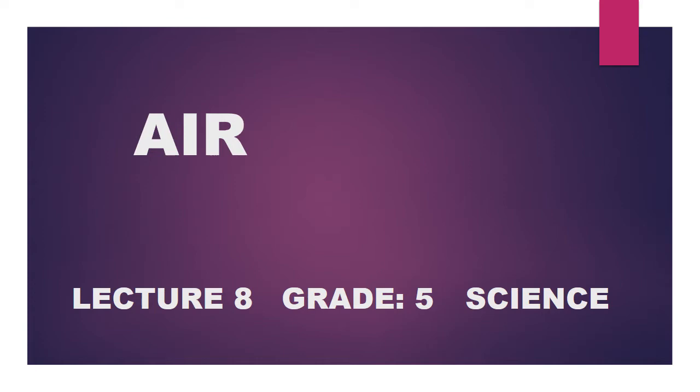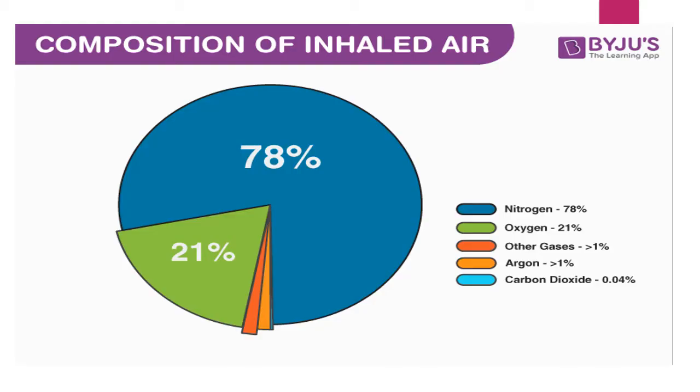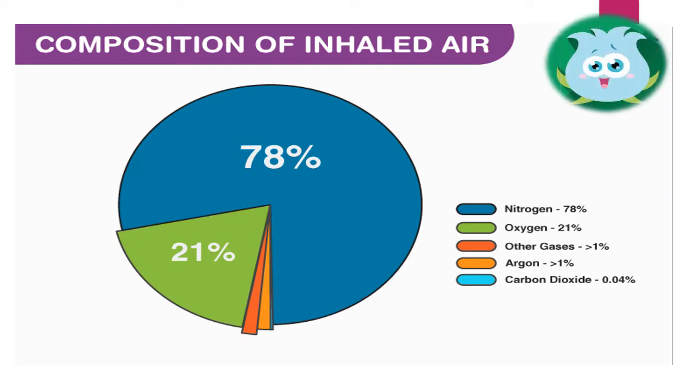Here we are with Lecture 8 of Grade 5 Science Series lectures from Unit 12, Air. Here we will see uses of different gases present in the mixture of air. As we all know, air is a mixture of different gases. Gases present in the mixture of air are nitrogen, oxygen, carbon dioxide gas, some trace gases, and water vapors. In this lecture, we will see how these gases are useful in our daily life.